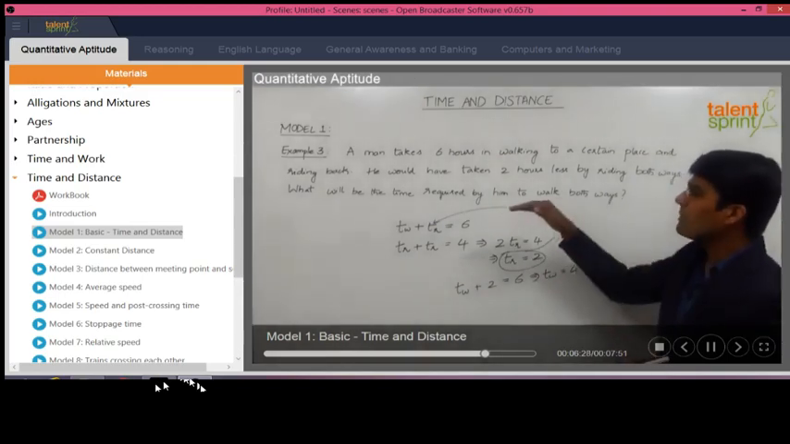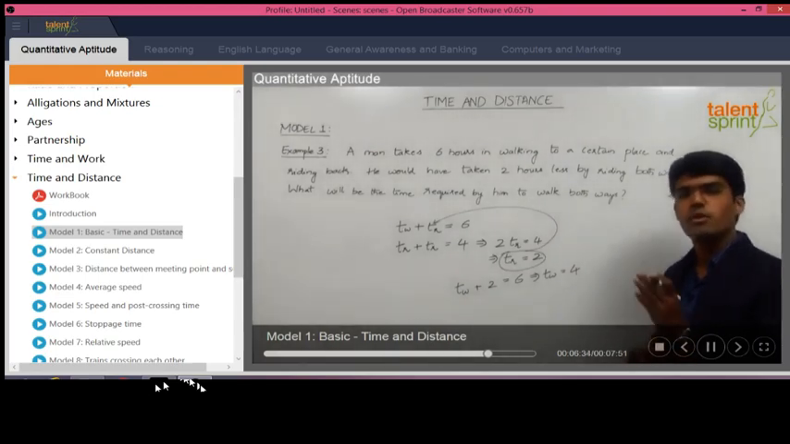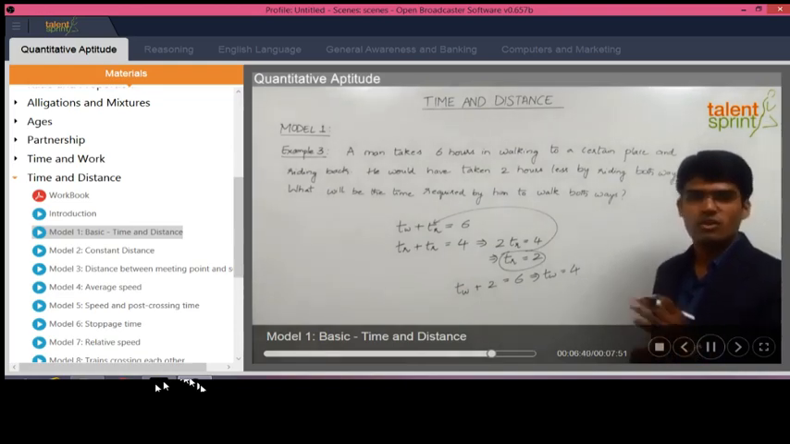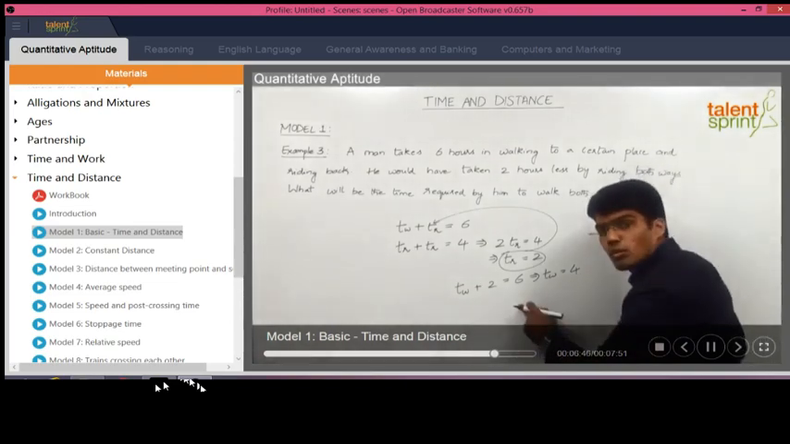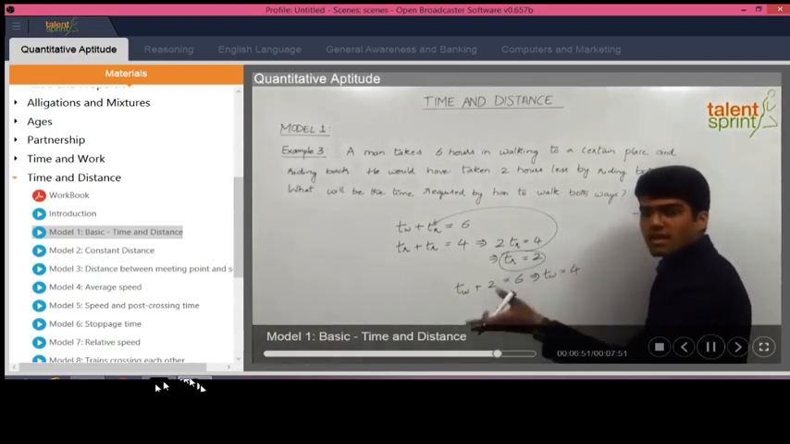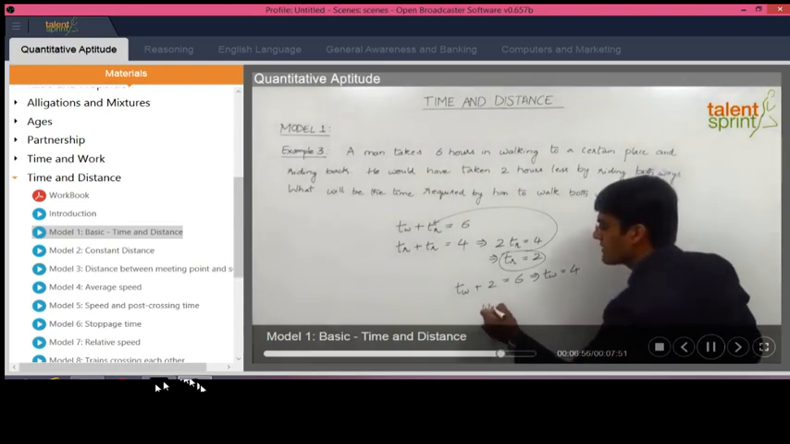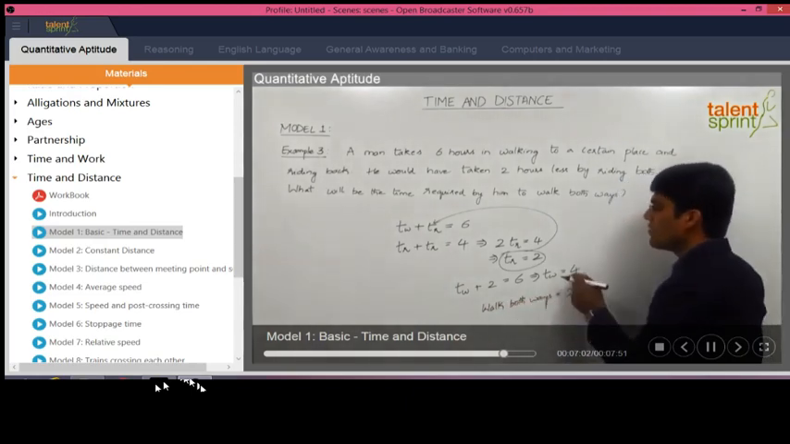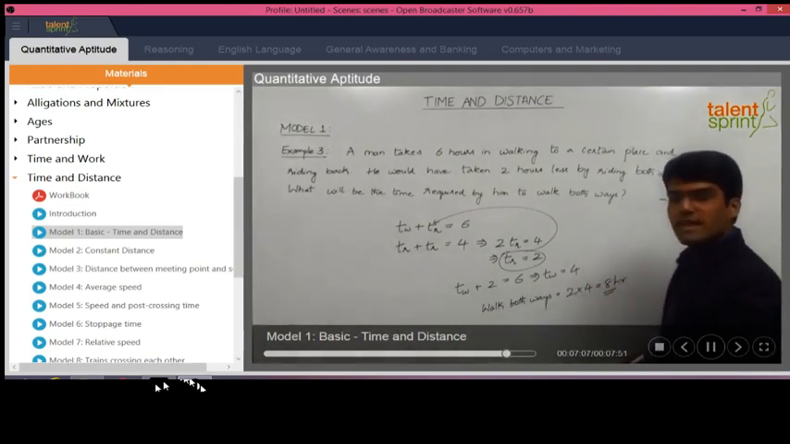And the question here is, what will be the time required by him to walk both the ways? That means if he is walking both the ways, from point 1 to point 2 he walks, and from point 2 to point 1 back again, he walks. So if he is walking both the sides, how much time is required? Very clearly, the time required to walk both the ways should be double of this time. Why? Because this is for one side 4 hours. So for two sides, the time required should be 8 hours. So we can say here that the time taken to walk both the ways will be equal to twice the time taken to walk one side. So 2 into 4, 8 hours. So the answer for this question is 8 hours.